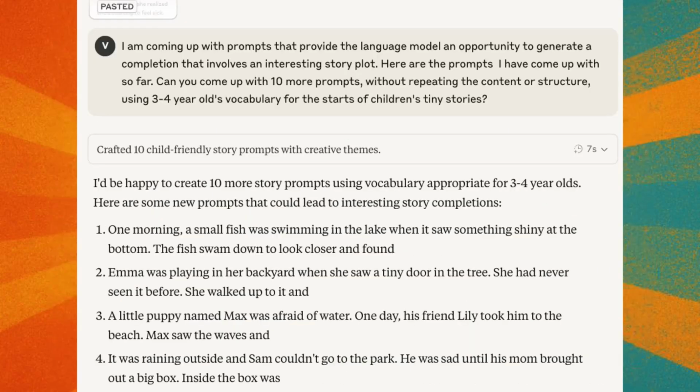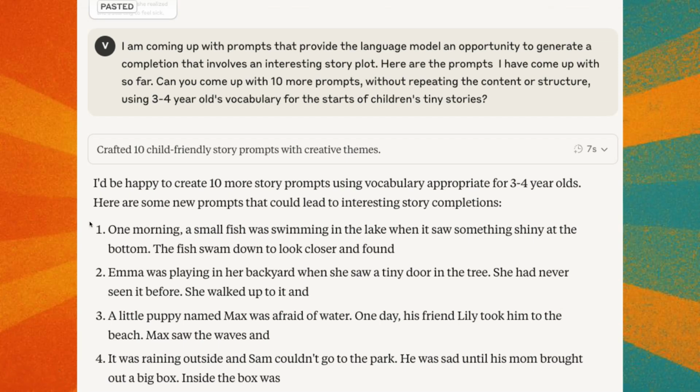And again, I did the same thing for plot. I said, I want to give the language model an opportunity to generate a completion that involves an interesting story plot, right? So we're, quote unquote, setting the model up for success. If it's a capable model, it will capitalize on that setup and deliver an interesting story plot. If it's not a capable model, even though it's set up for success, it'll fail to do so. So I didn't feel like this was necessarily leading. I just wanted to give it a chance to exhibit some of these capabilities.